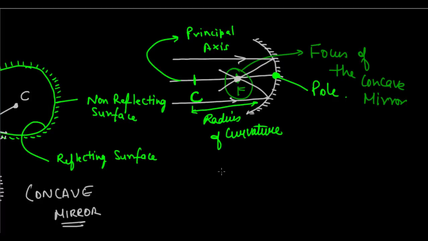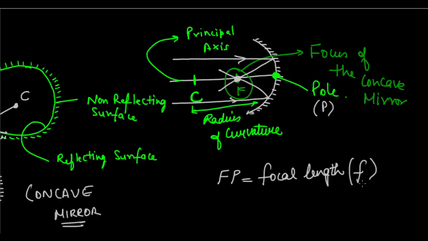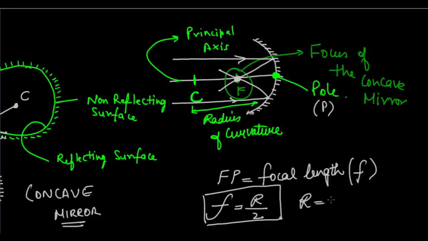And the distance between the focus and the pole is called the focal length, denoted by small f. And it has been seen that focal length f is equal to R by 2, since the focus lies at the midpoint of the radius of curvature, so the focal length will be half the radius of curvature. So that is the relation between focal length and radius of curvature. So it can be said that R is equal to 2f. This is again an important relation.